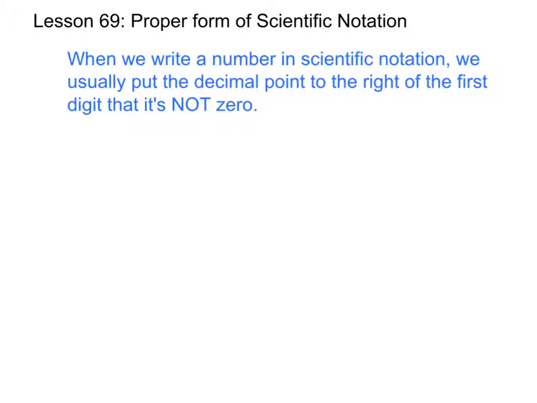Lesson 69 is on proper form of scientific notation. When we write a number in scientific notation, we usually put the decimal point to the right of the first digit that's not 0. For example, you've probably seen before this type of scientific notation.